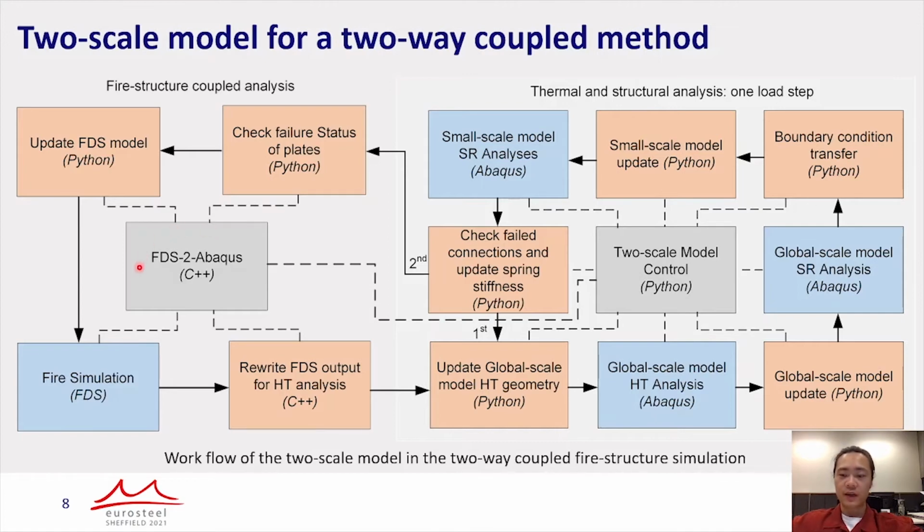The existing FDS to Abaqus is able to couple models in CFD and finite element domain, which are fire analysis and thermomechanical analysis. And the proposed two-scale model can be used to connect the small-scale connections with a global-scale structure system. In this way, the failure prediction of structure under fire can be more accurate because both the fire model and the mechanical models in different scales are taken into account.